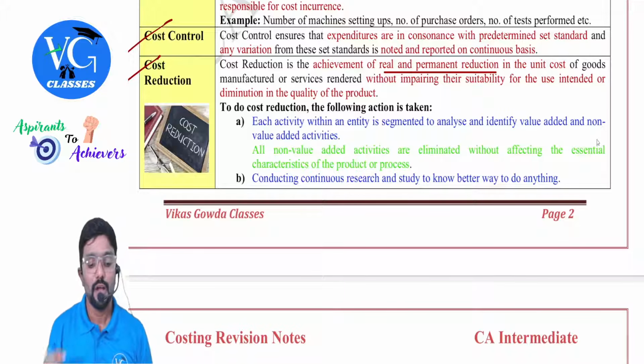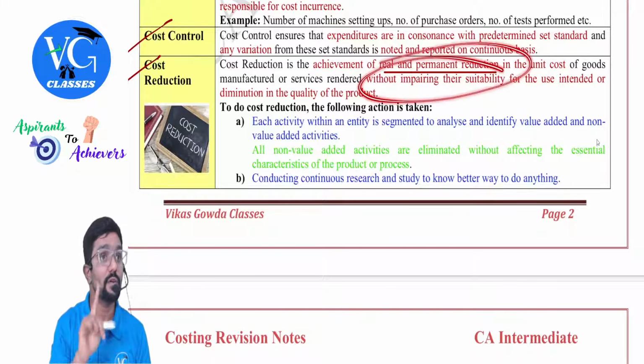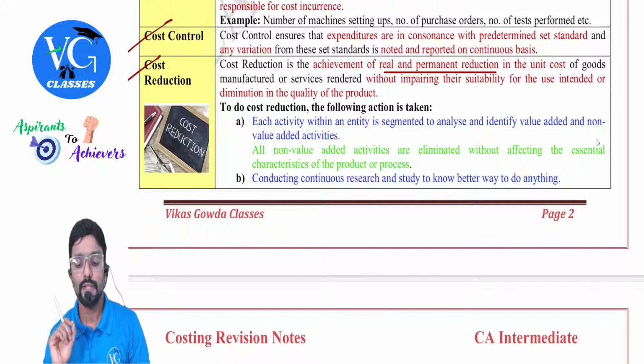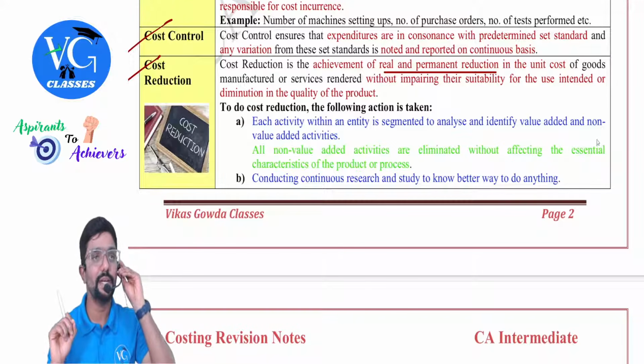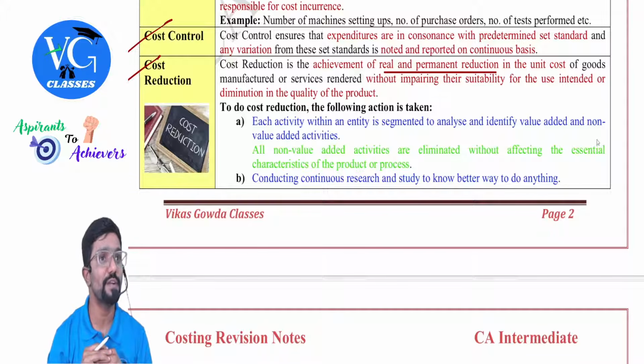Yes. Of goods manufactured or services rendered without impairing their suitability. That is also important. Without compromising with the quality for the use intended or diminishing the quality of the product. We should make sure that, sir, 45 rupees what cost we have reduced is without compromising with the quality.